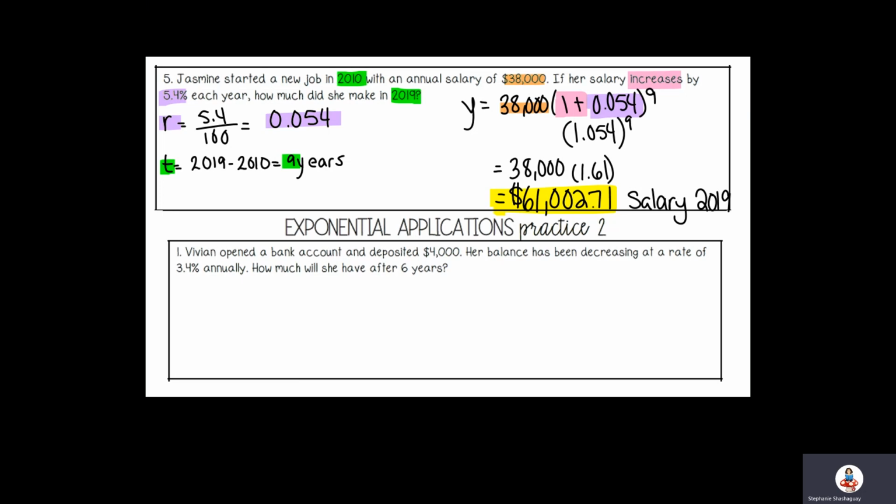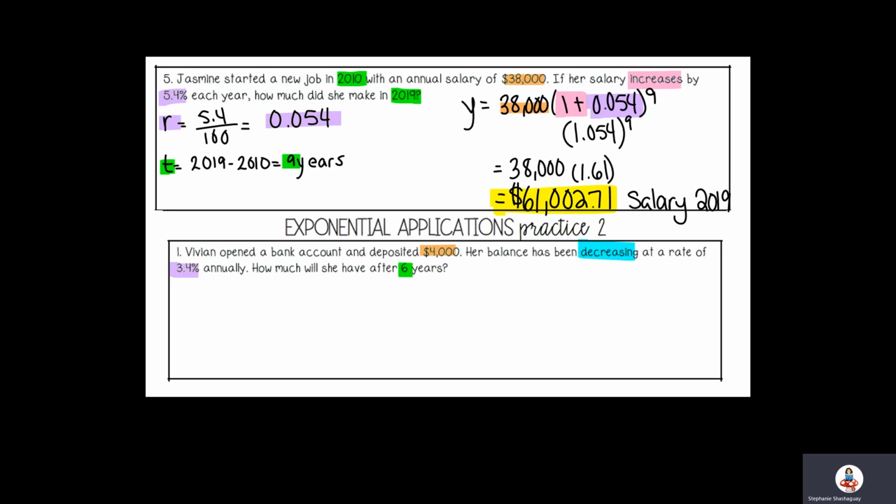All right, we're going to move on to the next set of practice problems. It says Vivian opened a bank account and deposited $4,000. So that $4,000 is going to be the initial value. Her balance has been decreasing at a rate of 3.4% annually. How much will she have after 6 years?